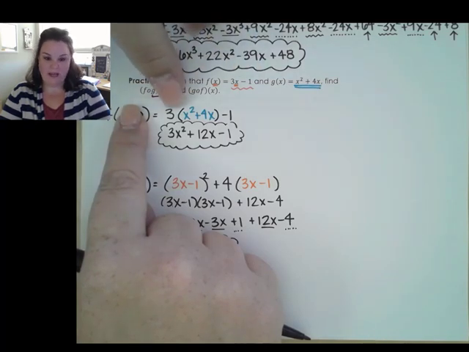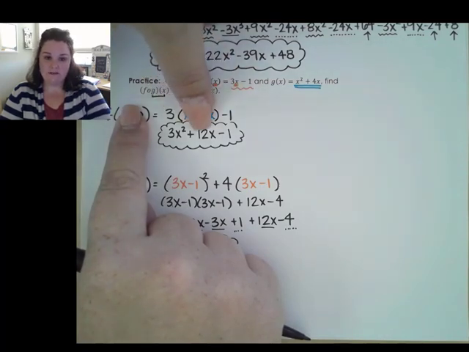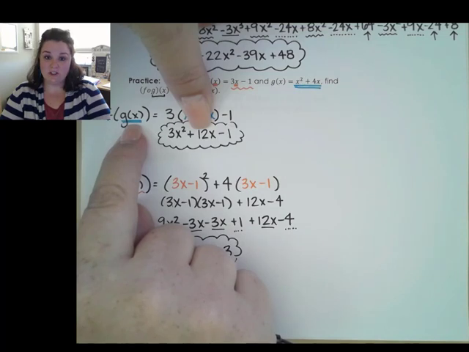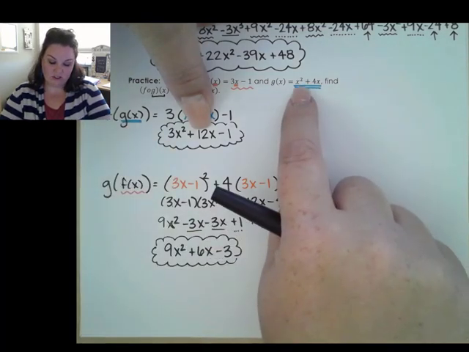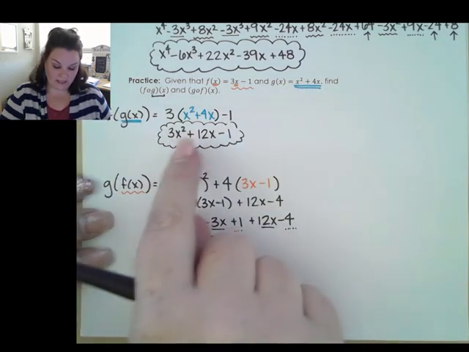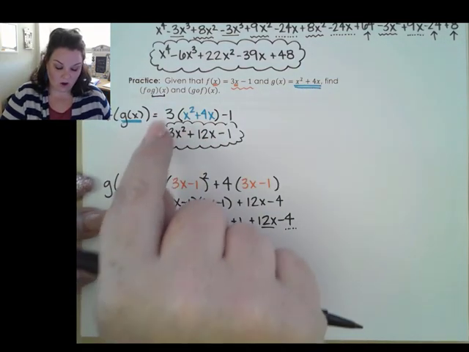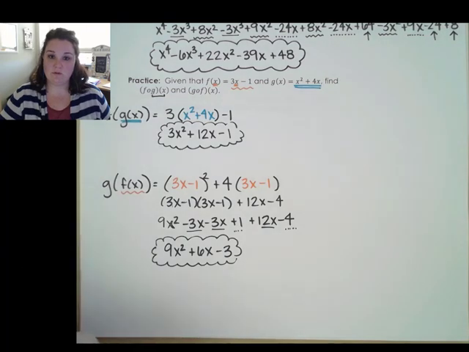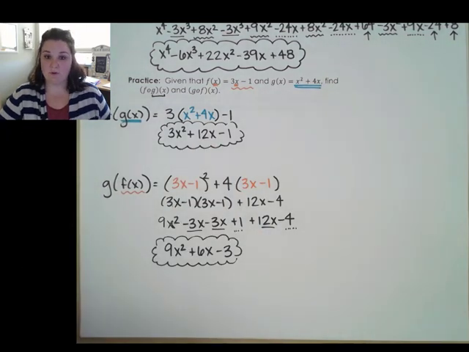So notice here in black, I wrote 3 parentheses minus 1. So I know that my f function does 3 times whatever my input is, right? And then subtracts 1. Now I can go ahead and put in what my input is. My input is the g function, and here my g function is x squared plus 4x. Okay, so that's what I'm plugging in. And then all I have to do is distribute the 3 to simplify that first one.